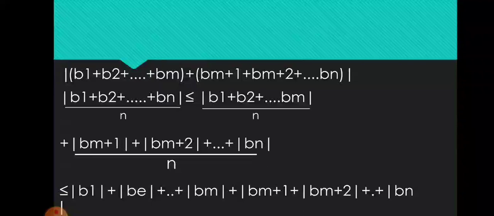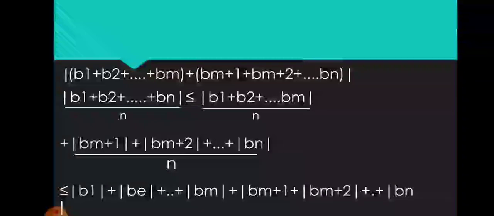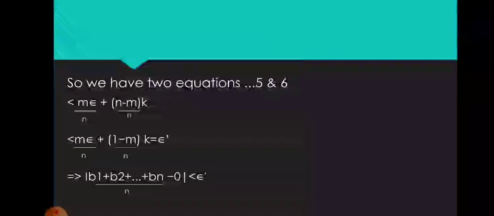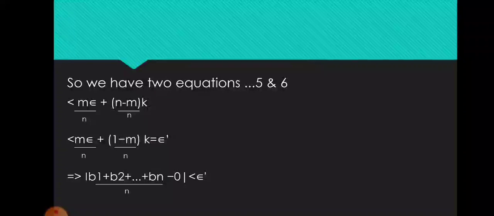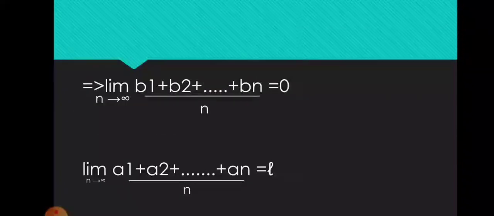Mod of (b1 plus b2 up to bn) upon n is less than or equal to mod of (b1 plus b2 up to bm) upon n plus mod of (b_m+1 plus b_m+2 up to bn) upon n, which is less than or equal to (mod of b1 plus b2 up to bm) upon n plus mod of (b_m+1 up to bn) upon n. So we have two equations, 5 and 6. We get m epsilon upon n plus (n minus m) upon n times k, which is m epsilon upon n plus (1 minus m upon n) k, equal to epsilon dash. Let us suppose this is epsilon dash, which implies mod of (b1 plus b2 up to bn) upon n minus 0 is less than epsilon dash. This implies limit n tends to infinity of (b1 plus b2 plus up to bn) upon n is equal to 0. Now substituting this value in equation 4, we get limit of (a1 plus a2 plus up to an) upon n is equal to L, and hence the proof.